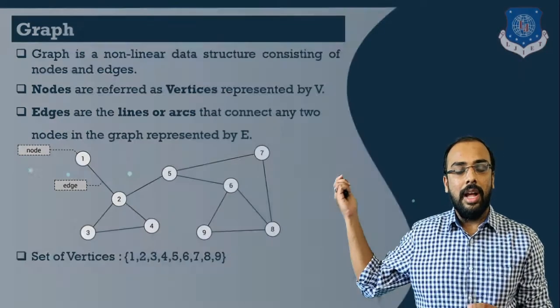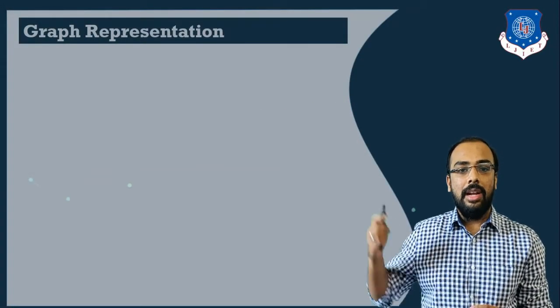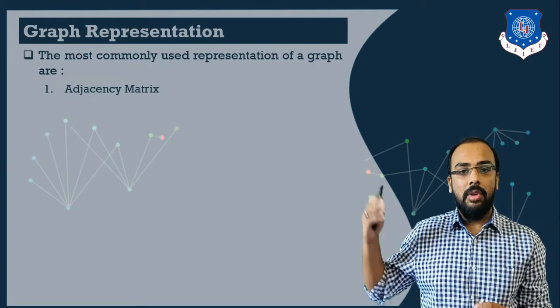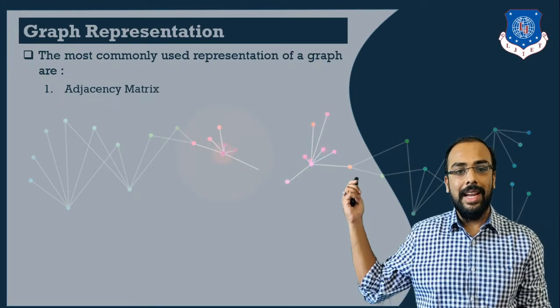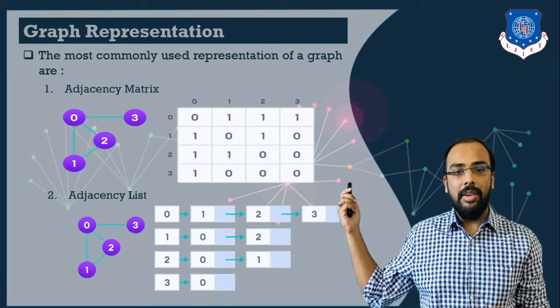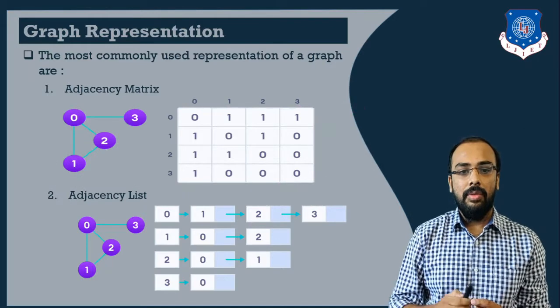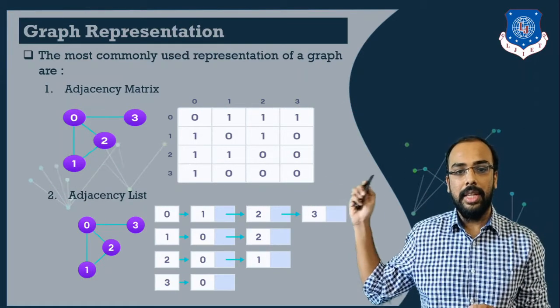Now we will see how we can represent a particular graph. There are different approaches for representing a graph, but some of the most common representations are, first, the adjacency matrix. Here you can see a graph and beside it a matrix. There are a total of 4 nodes and some edges.